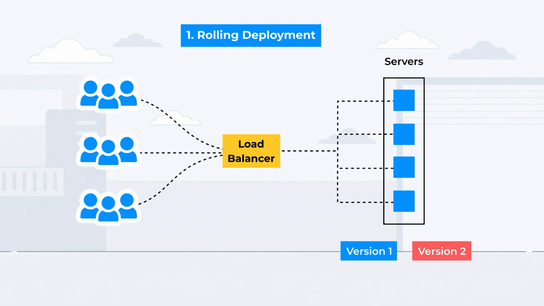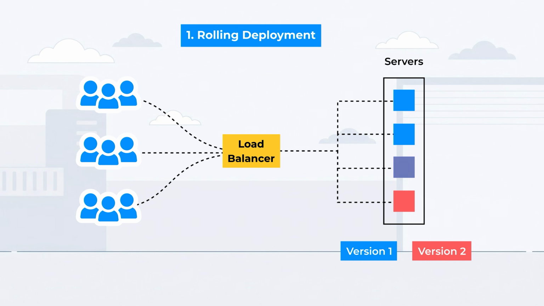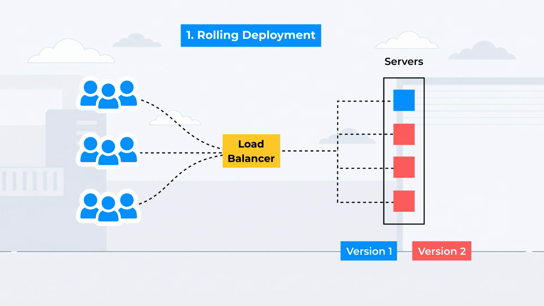First, rolling deployment. You update servers little by little. This is great because your system stays online while you update it. But you need to be careful to avoid issues for users while both versions are running at the same time.